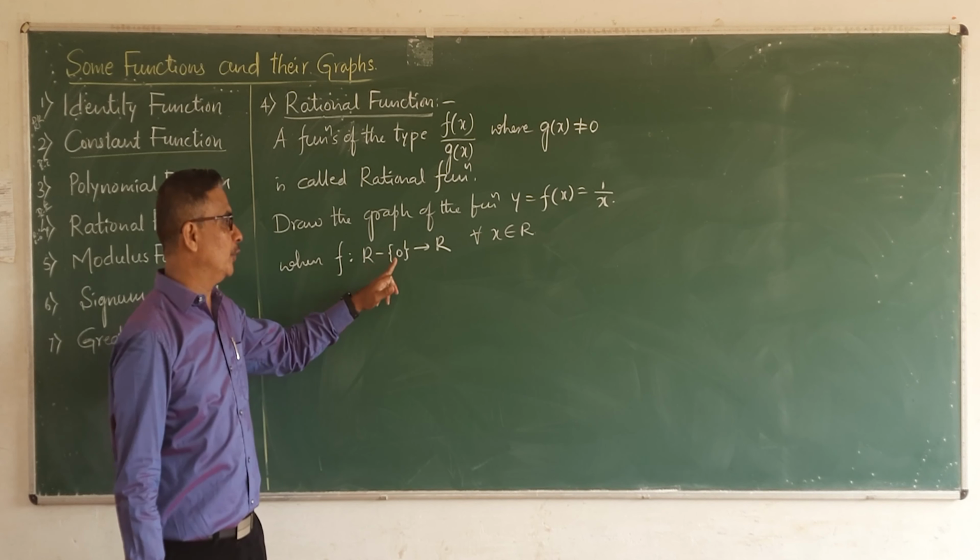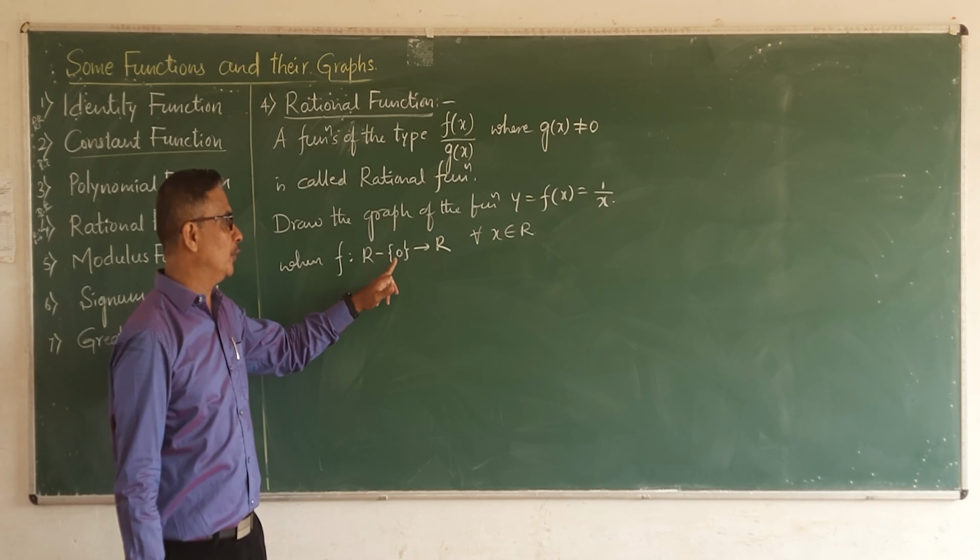Draw the graph of the function y is equal to f of x, that is 1 by x, where f is a function from R minus 0 to the set of real numbers, for all x belonging to real numbers. Also write the domain and range. Now to draw the graph, before that, again take the corresponding values of x.